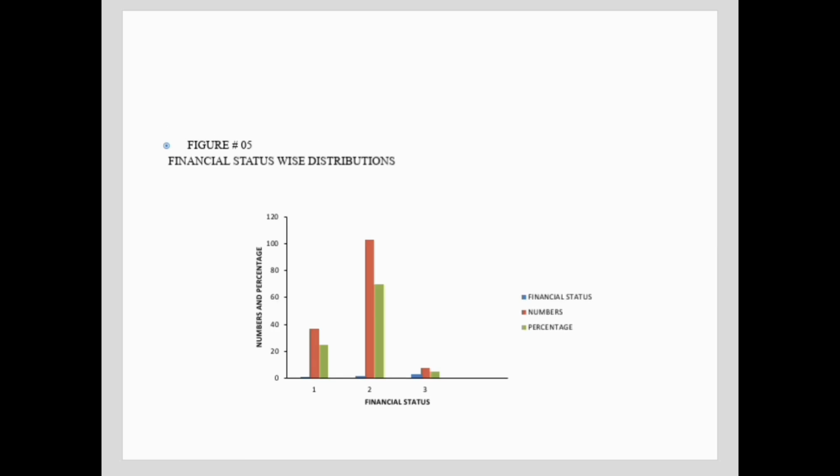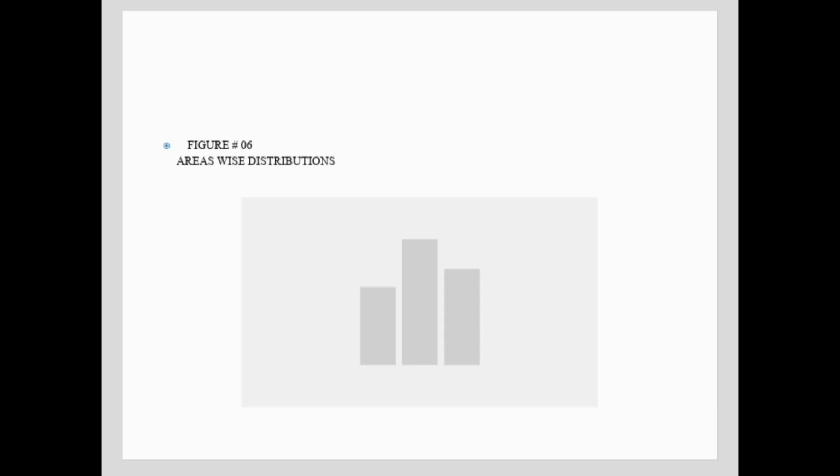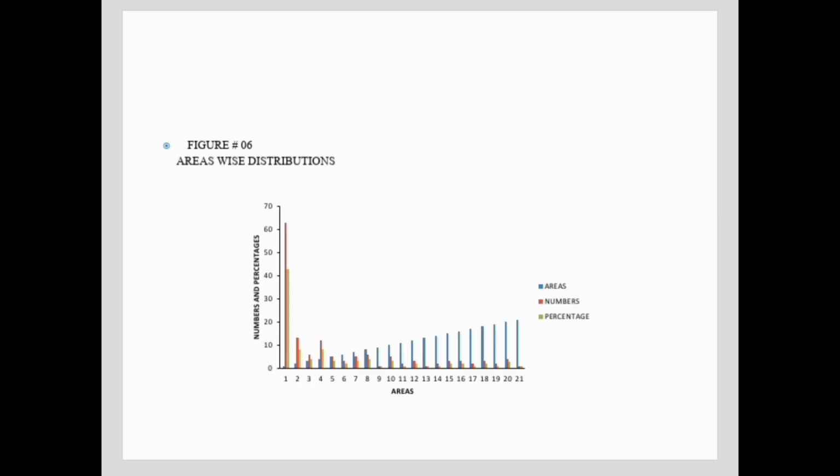Then financial status wise distribution. The most affected patients belong to middle class families, about 73%, then lower class families, about 39%, and upper class families, about 3 to 4%. And then area wise distribution. Peshawar is the peak point at 63%, and then Charsadda at about 40%, then Mardan at about 30%, and then Swat.